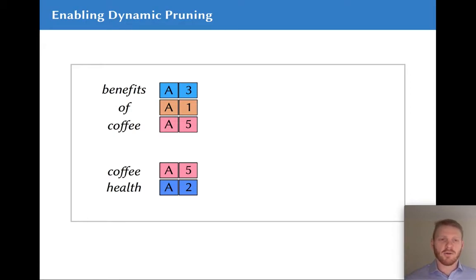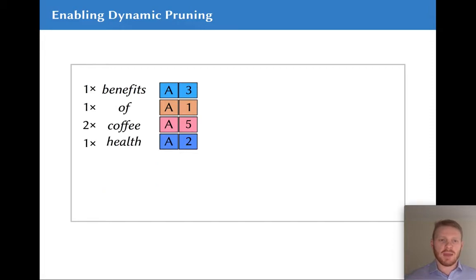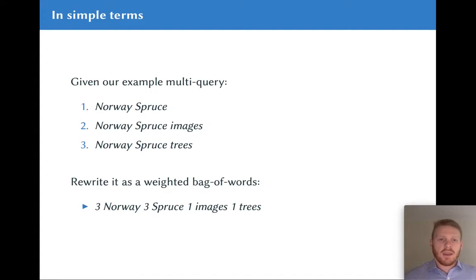So where we have these two queries here, we can rewrite as a weighted bag of words. Coffee appears twice, so it receives a weight of 2, and all of the other terms only appear once, and again receive a weight of 1. If we go through and sum up the impact multiplied by the weight, we get the same score. So what we've essentially done is we've rearranged the fusion such that it happens at scoring time rather than later. And this works for all multi-queries. You just rewrite them as a weighted bag of words. For our example before, it would be 3 Norway, 3 spruce, 1 images, and 1 trees.